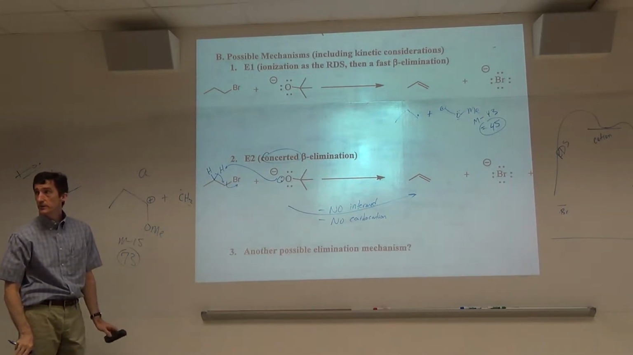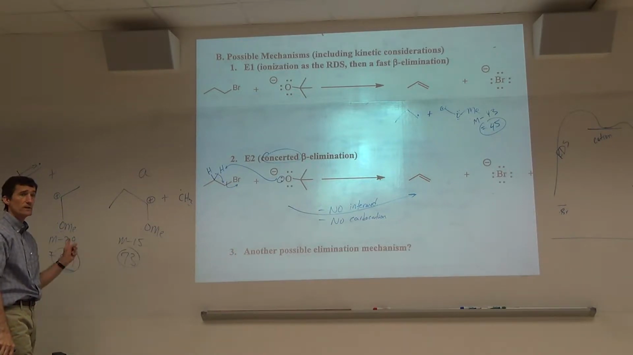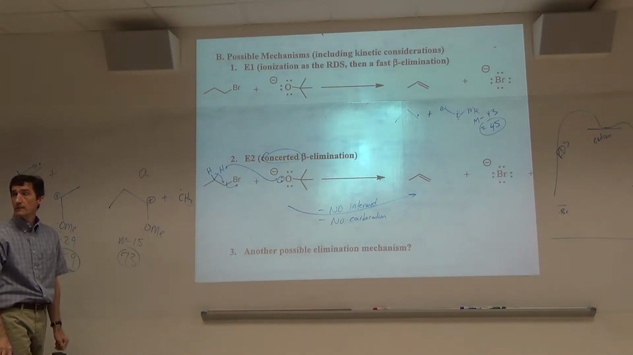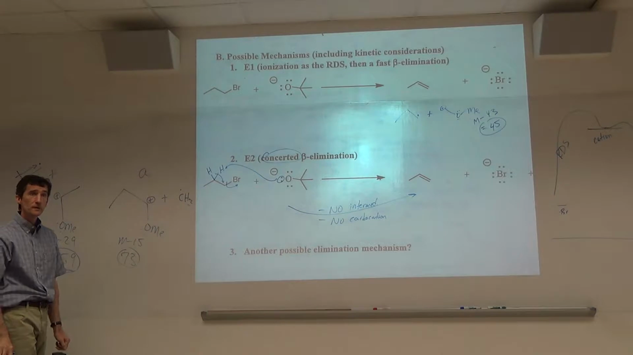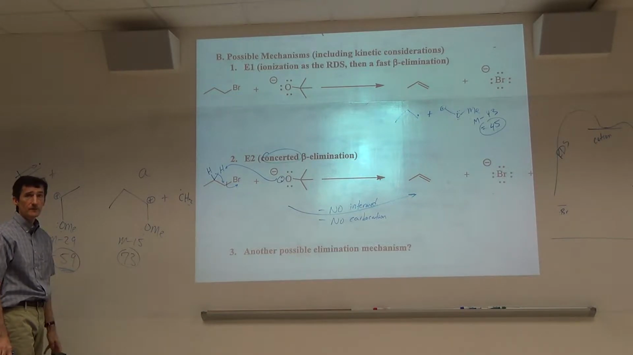Do you like this mechanism better or worse than the one above? Well, the one above had a primary cation, which is bad. Anything bad about this one? Anything you don't like about this one? About this process or mechanism for getting where we need to go? Caleb, anything you don't like about this one?